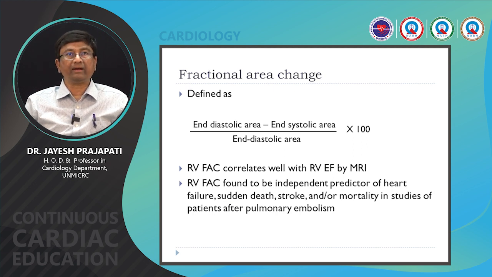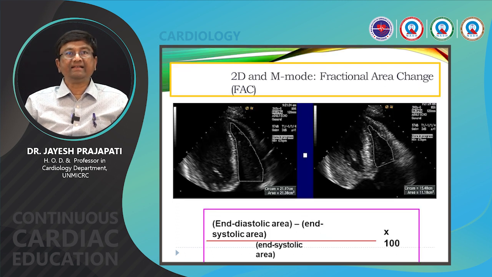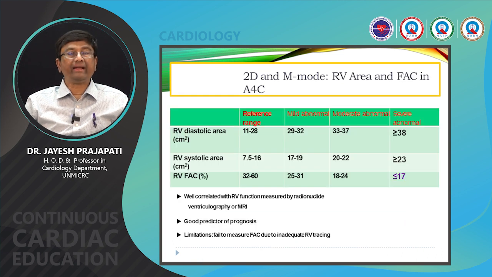So this is one of the important things. This is how we can assess end diastolic and end systolic area, and this is the formula that can calculate the ejection fraction, as I have mentioned. RV diastolic area also gives some idea of mild and severe abnormality: more than 38 in diastole and more than 23 in systole. RV FAC less than 70% is severe, while 25 to 31 is moderate and 18 to 24 is mild. So this is how we can measure the EF also.